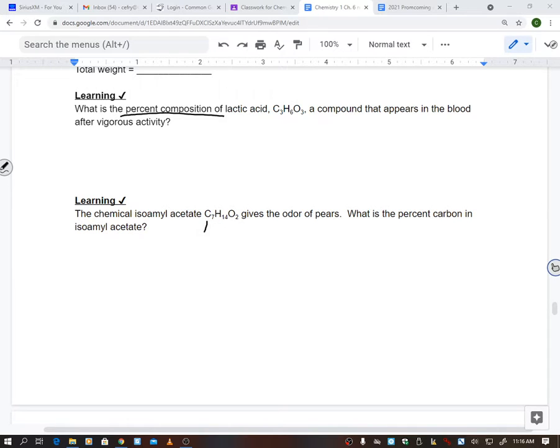Carbon is 12, but there are 7 of them, so that's 84. So, right, the first step is finding out what is the total mass. Hydrogen is 1, but there are 14. Oxygen, 16, but there are 2. So when I total that up, that is 130 grams. Now they just want carbon. So all I need to do is take how much carbon I have, divide it by the total, of course multiply that by 100, and you get 64.6%.